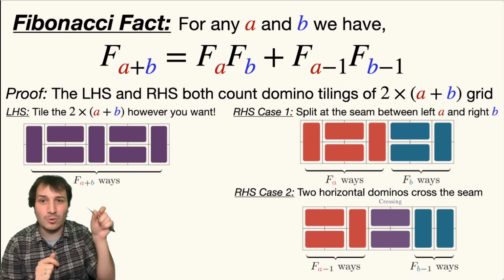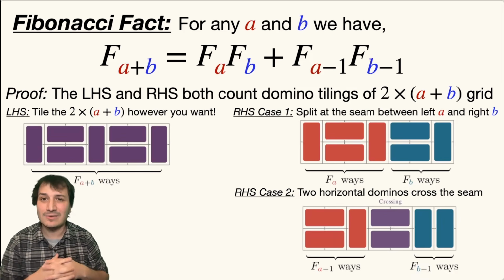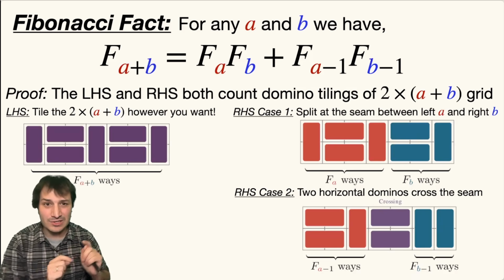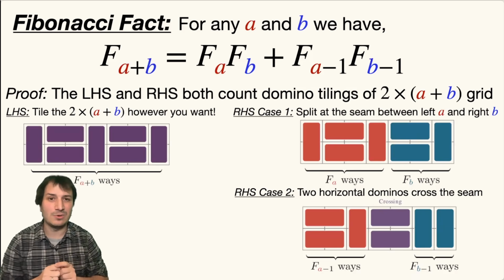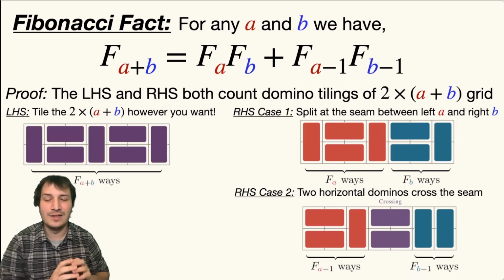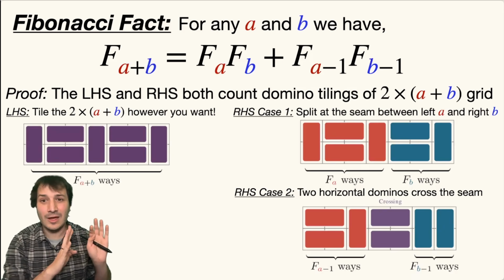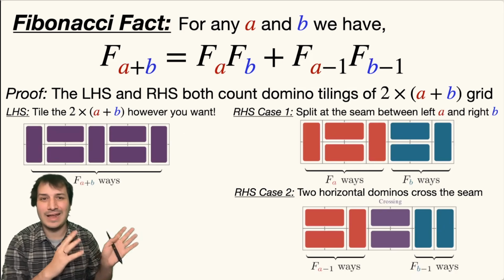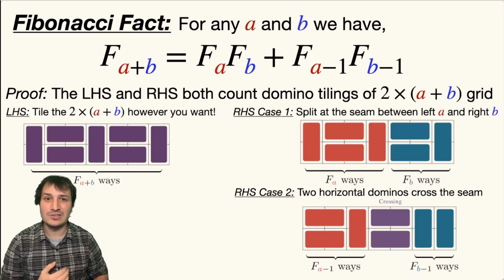There must be some horizontal dominoes right down the middle. And when there are horizontal dominoes right down the middle, you have not A squares on the left, you have A minus 1 squares on the left. And so there are F_{A-1} ways to tile the left half of this kind of configuration, and there are F_{B-1} ways to tile the right B minus 1 squares, the right half of this kind of configuration. So if you're in case 1, there's F_A times F_B ways in total. If you're in case 2, there's F_{A-1} times F_{B-1} ways total.